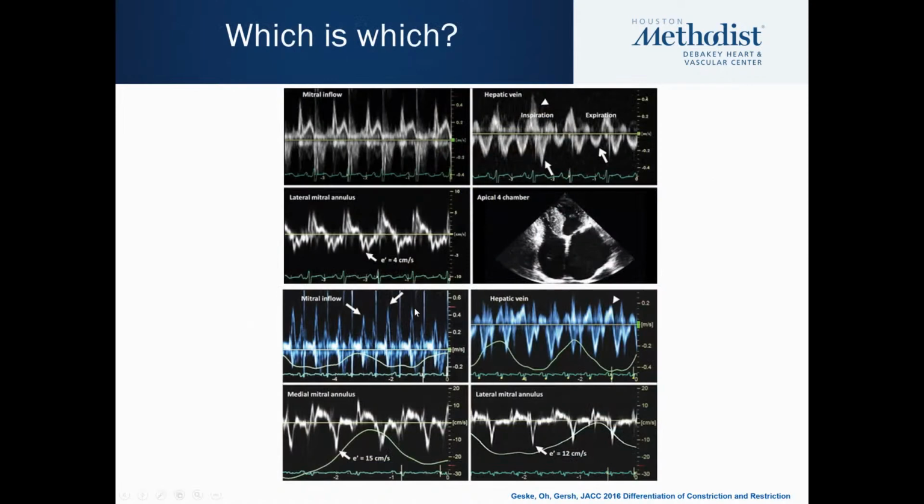So here's a comparison between restriction and constriction. As you see here, you have a severely dilated right atrium and left atrium. The E prime on the lateral side is reduced. You have this restrictive filling, which you see the deceleration time here is very short, and you have respiratory mediated flow reversals in the hepatic veins, but they occur on inspiration. So this is restriction, versus here, where you have them on expiration, and this is constriction here.